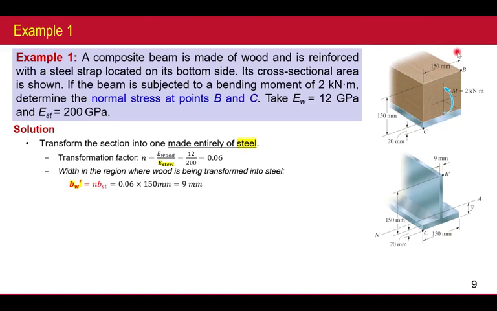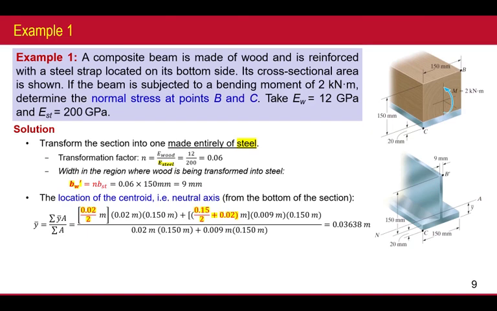This 150 times n. So n times b steel. Remember, b wood prime after transformation is equal to n times b steel, equal to 0.06 times 150. That means the width here is only 9 millimeters. So that means only one T beam over here. That's why we can work this out easily, because this is all from previous lectures.